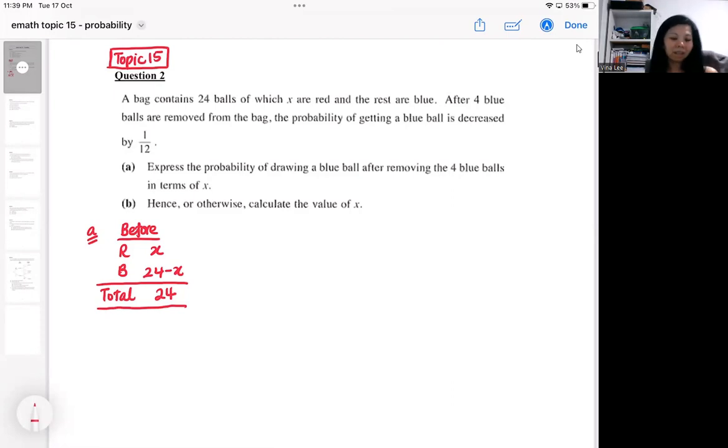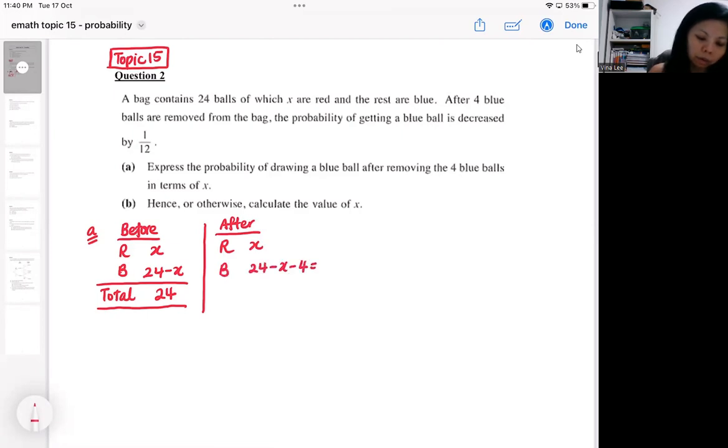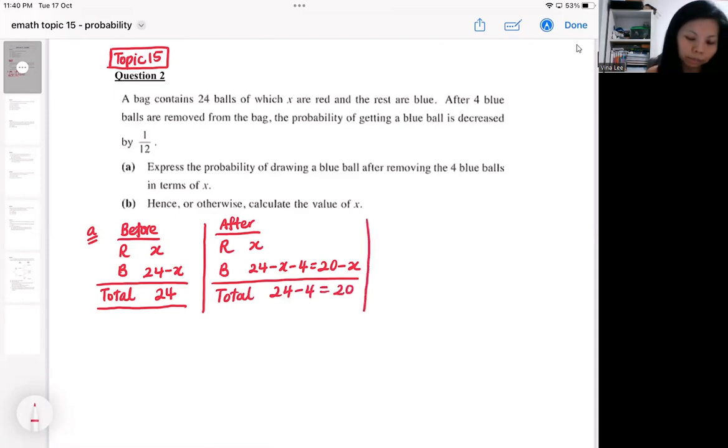In this case, later on, I will need to use the probability of blue. So let's consider the before and after first. You're going to remove 4 balls. For the red color, it stays the same. However, for the blue color, because you're going to subtract 4, you are left with 20 minus X. And of course, because from the total you are taking out 4, your total is also left with fewer balls. So think about this before and after.